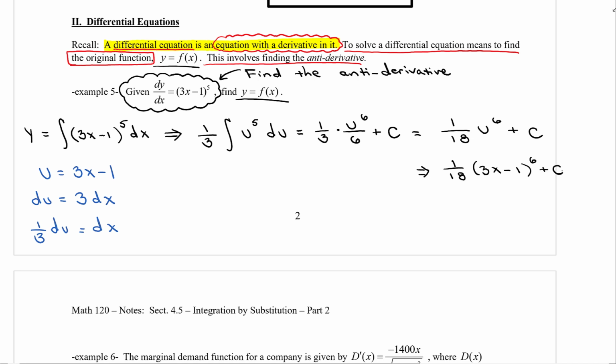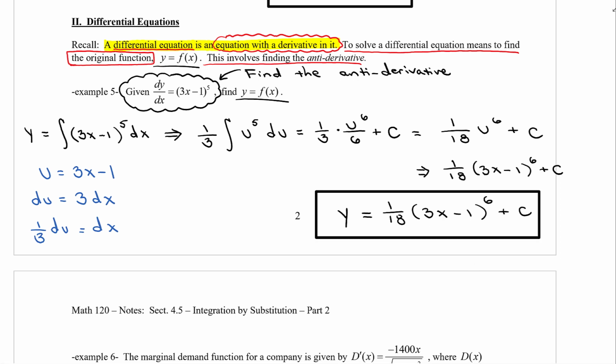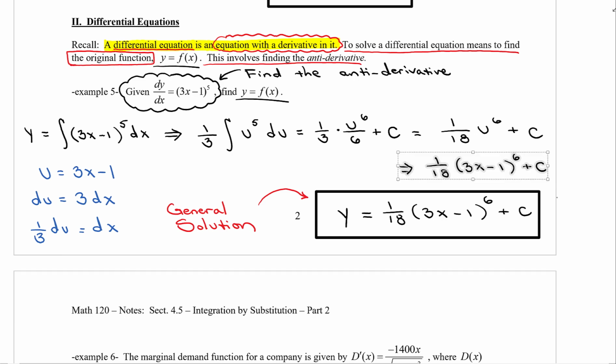So y equals 1/18 times (3x minus 1) raised to the 6th plus c. I'm going to box that in. I'm going to have an arrow pointing at it, and we're going to write down general solution right next to the arrow. When you find the solution to a differential equation, if it includes that plus c at the end, another way to refer to that solution is the general solution.